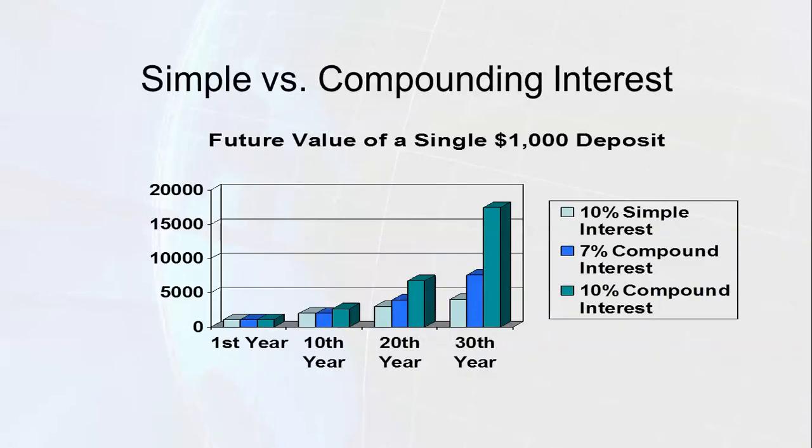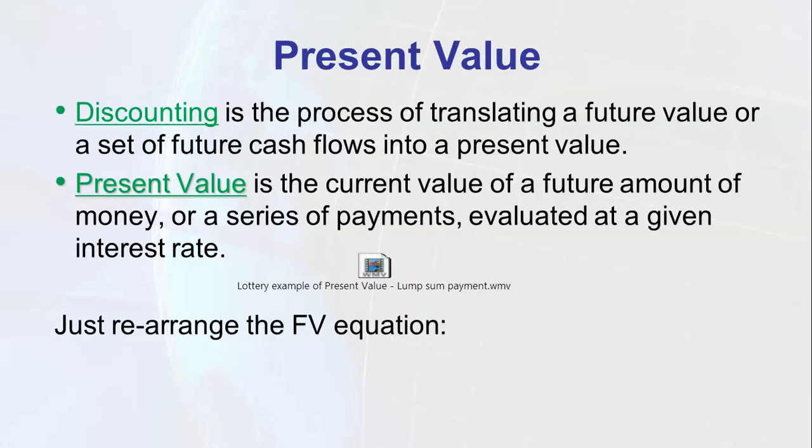Okay, so here is another example of simple versus compounding interest rate. A future value of a single $1,000 deposit. So if you go from year 1 to year 30, in the beginning you don't see much difference. In 10 years you see it's a little bit different, but in year 20 a lot different, and in year 30, look at that, this is the magic of compounding. So 10% compounding interest rate versus simple interest rate. So how much is the difference? Compounding is really an important concept in finance.